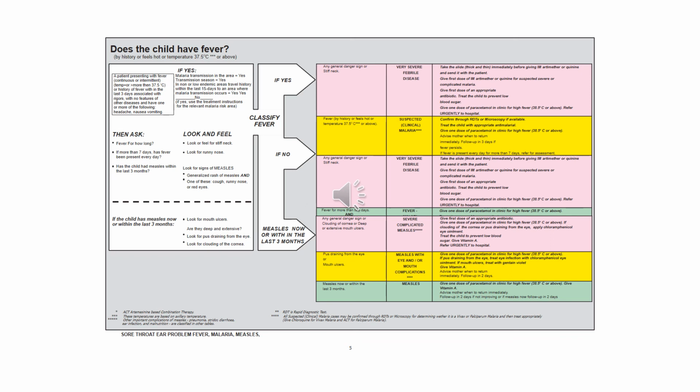Now, these are the three conditions in which the sick child comes from a high or low malaria risk area. Now, if the child comes with fever with no malaria risk, in that condition, if there is any danger sign present or there is stiffness of the neck, that is a very severe febrile disease, and it falls into the pink zone. You have to give an appropriate antibiotic and you have to urgently refer that child to the hospital.